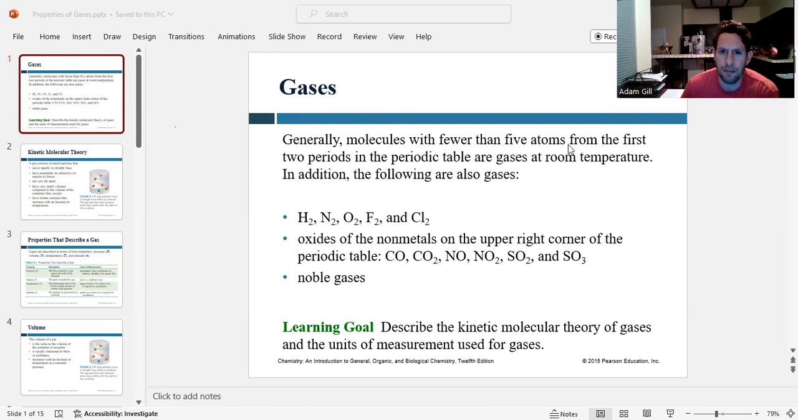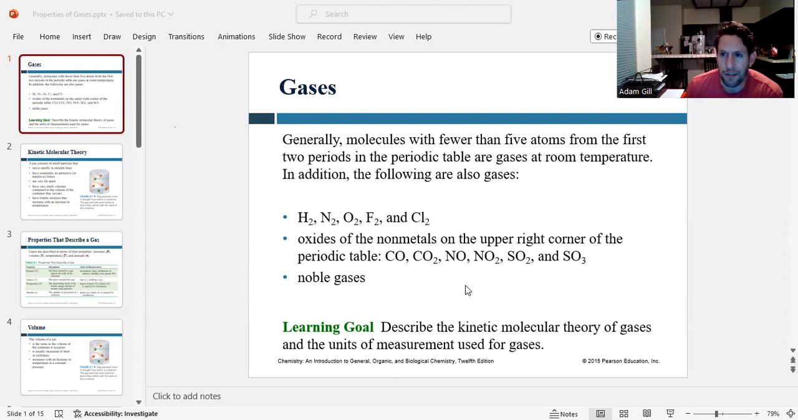Usually elements in the first couple rows of the periodic table that have 5 or fewer atoms bonded together are going to be gases. Some of the diatomic elements that are gases are hydrogen, nitrogen, oxygen, fluorine, and chlorine. Most oxides of nonmetals are gases like carbon monoxide, carbon dioxide, nitrogen monoxide, nitrogen dioxide, sulfur dioxide, sulfur trioxide. Those are all gases. And the noble gases, so everything in the far right column of the periodic table.